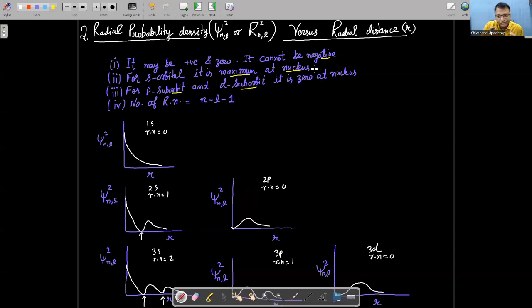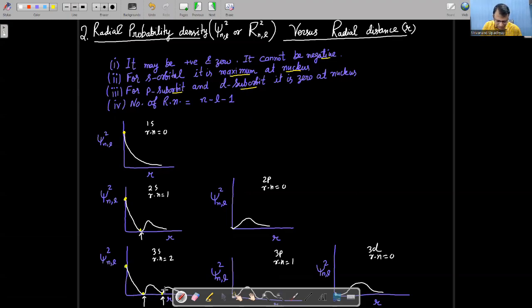The third point is that for p and d suborbitals, it is 0 at the nucleus. If you want to remember this logically, just see the diagrams of the s orbital, p orbital and d orbital. For p and d, near the nucleus it is going to vanish, so from there we can remember this point. The fourth point is that the number of radial nodes is equal to n minus l minus 1. In the same way, we can draw this graph for the 1s atomic orbital. For 1s, psi square will be maximum at the nucleus and there is no radial node. In the same way, for 2s the number of radial nodes will be 1, and for 3s the number of radial nodes will be 2.